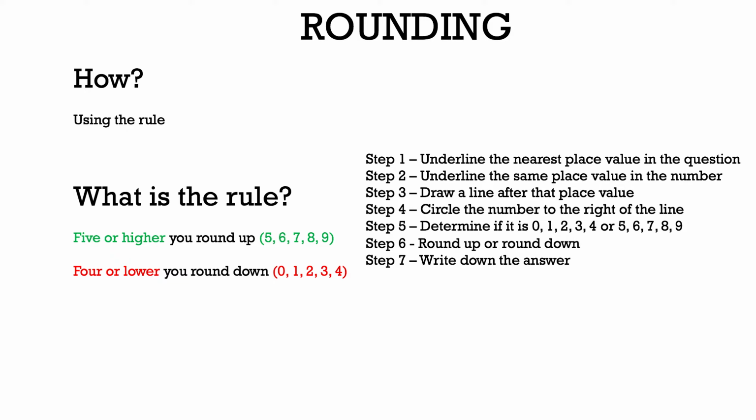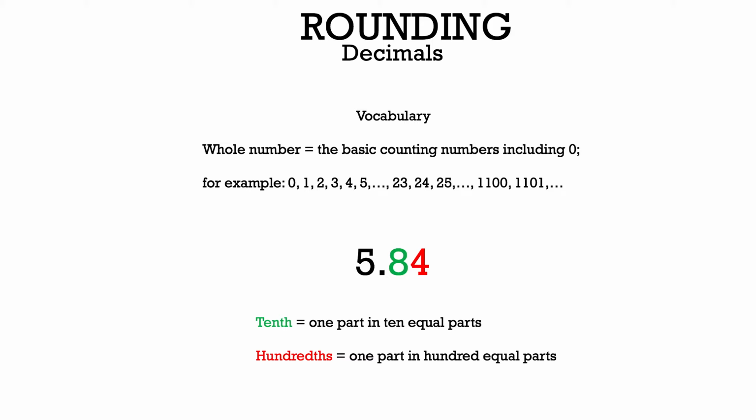In this video, we're going to be talking about how to round to the nearest whole number, tenths, and hundredths. So let's go over the vocabulary so that we know what we're talking about. Whole numbers are the basic counting numbers, including 0. So for example, 0, 1, 2, 3, 4, 5. Skip a few numbers, 23, 24, 25. Skip even more numbers, 1,100, and then 1,101, and so on. It goes on for infinity.